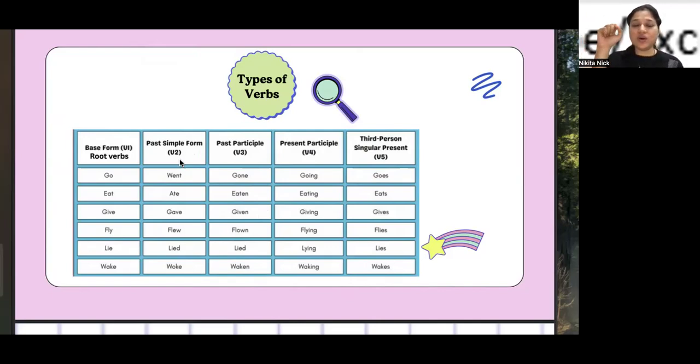Where you are using only simple past: went, ate, gave, flew, lied, woke. Okay? See, there's one confusion every time for the students. What happens is when you're saying have gone, or has gone, or had gone, or will have gone. But sometimes it happens that you are using "she gone."